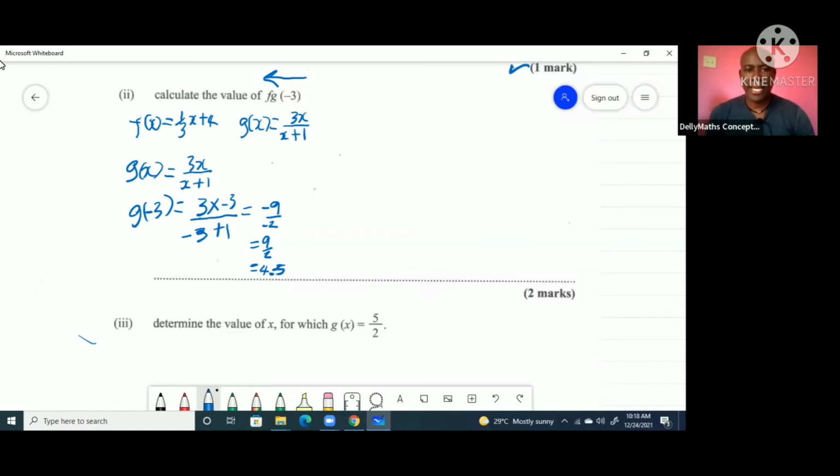But this is not the final answer because we ought to insert this in the f function now. So we just found out that f of g of -3 is the same thing as finding f of 9 over 2. Basically, f of 9 over 2 is what we find because g of -3 gives us 9 over 2. So let's find that now. In the f function, we have f of 9 over 2.